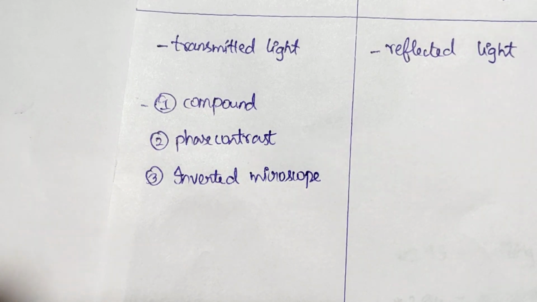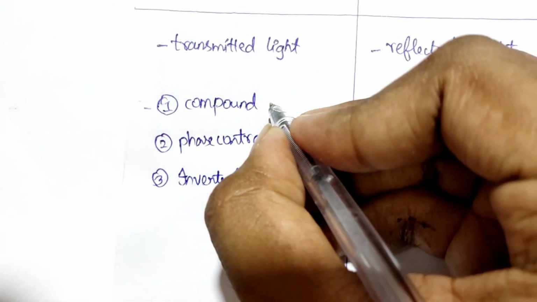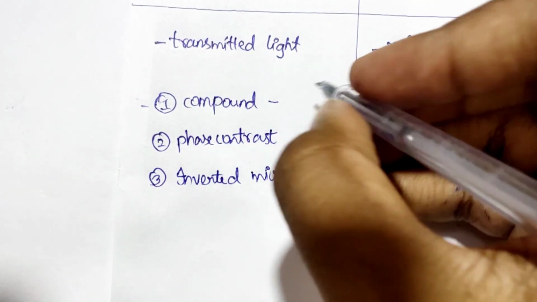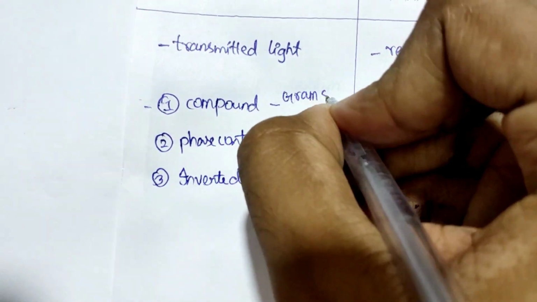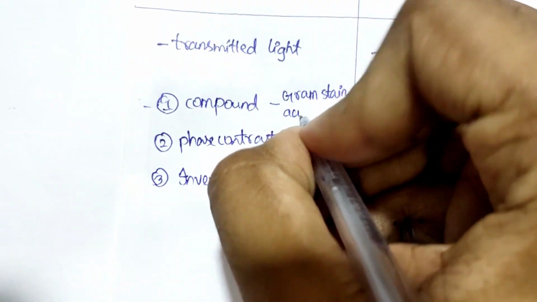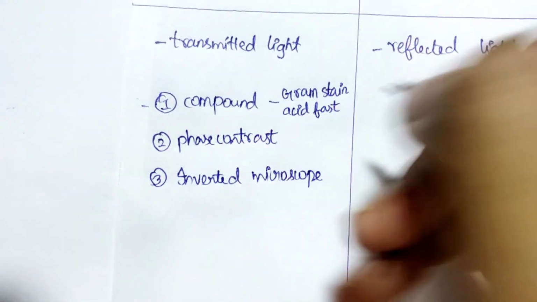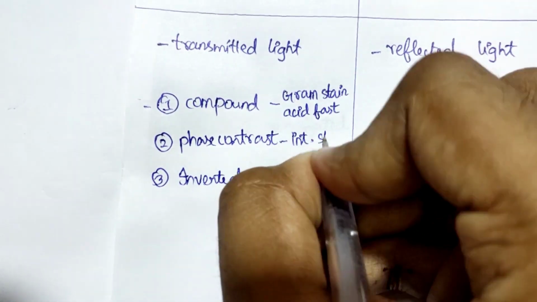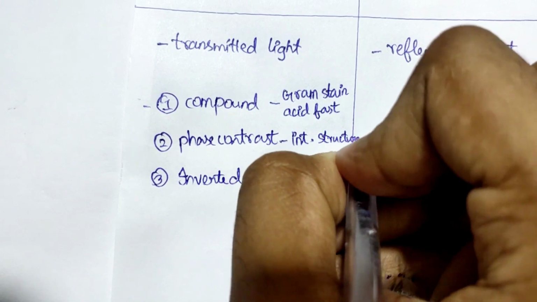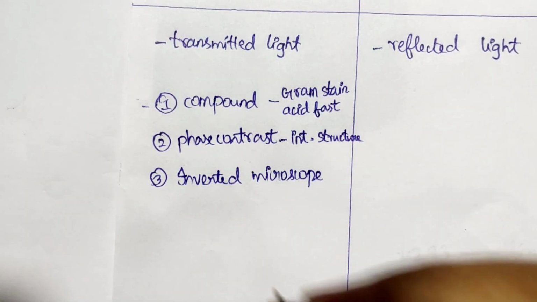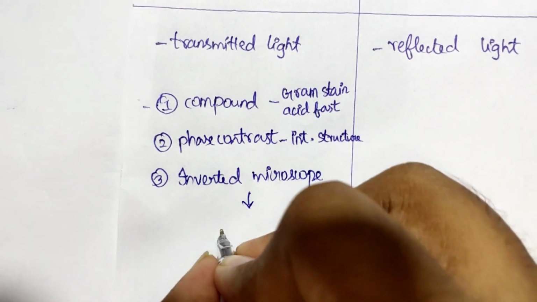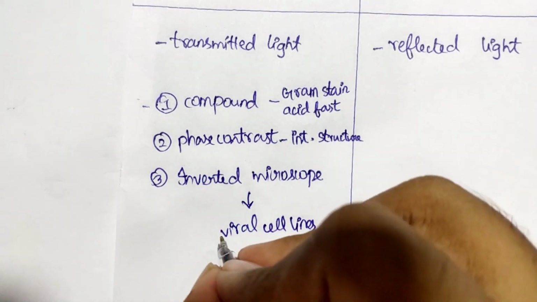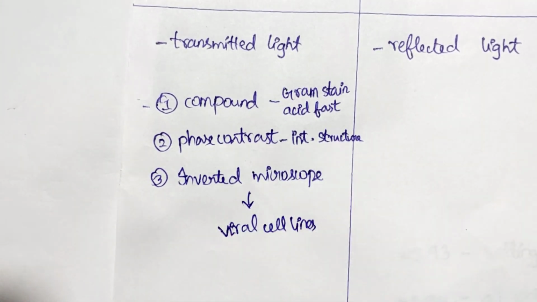Let's see the individual use of each microscope. Of course, the compound microscope is the most commonly used microscope, which we see in medical colleges in our second year, and it is used for Gram staining and acid fast staining. Okay, the phase contrast microscope is used for seeing the internal structure. The inverted microscope is exclusively used for viral cell lines, which are just virus infected cells. To see that, the inverted microscope can be used.